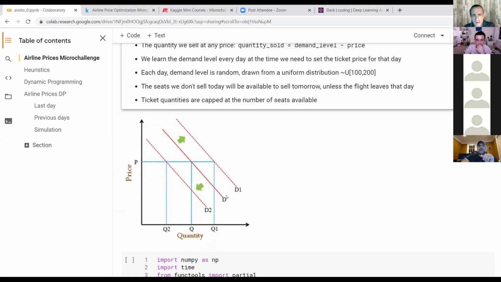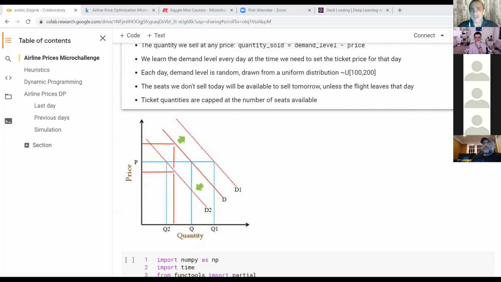And so if we look at this price quantity relationship, we can see that for a given demand level, let me try to annotate here. So for a given demand level, the demand levels are these red lines. If we set the price here, we can sell Q2. If we set the price slightly lower, like here, we can sell slightly more Q, etc. But if the demand is higher, we can sell the same quantity Q for a much larger price.